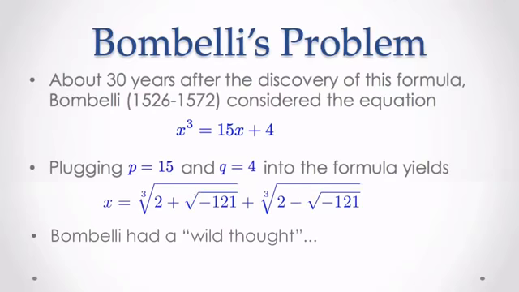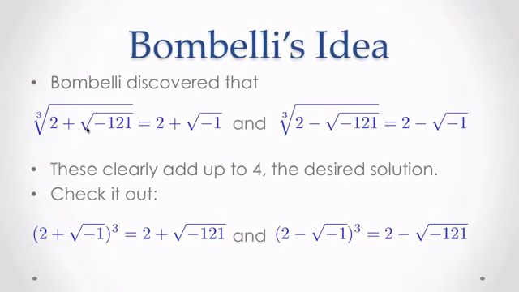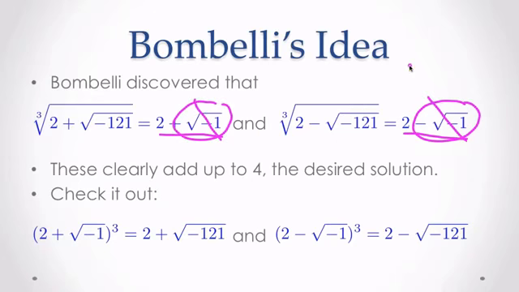And he thought about this for quite a while, and came up with the thought that the cube root of 2 plus the square root of -121 should be 2 plus the square root of -1, and the cube root of 2 minus the square root of -121 should be 2 minus the square root of -1. Then when you add up these two terms, as you have to in that formula, no matter what the square root of -1 really is, the plus square root of -1 cancels out with the minus square root of -1. So these two terms will just cancel each other out, and what's left is 2 plus 2, which is equal to 4. 4 is the solution to the cubic equation we're looking at. It is the desired solution.